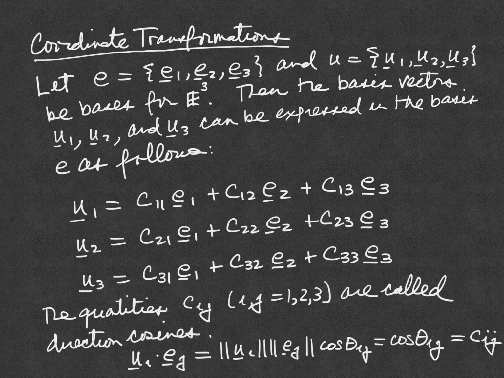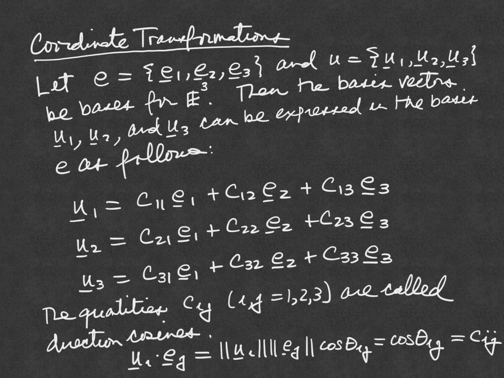Because cij is a cosine of an angle, and it's a cosine between two directions, which in this case are ui and ej, it's called a direction cosine. That's where the term direction cosine comes from. So these coefficients are direction cosines.